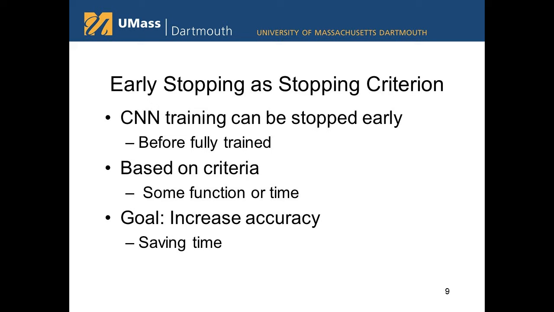One of the methods for GACNN is early stopping. This is where the CNN training can be stopped early or before fully trained. Now, this is based on some criteria, which is some function or time, such as only training for some number of epochs or some number of seconds. And the goal here is to increase the accuracy by saving time on each of the training.